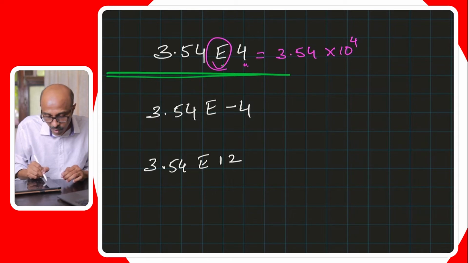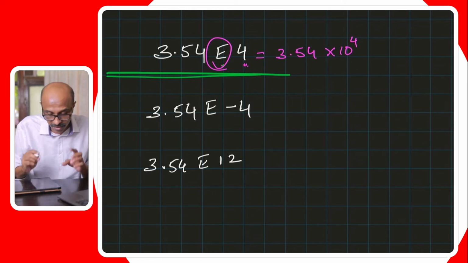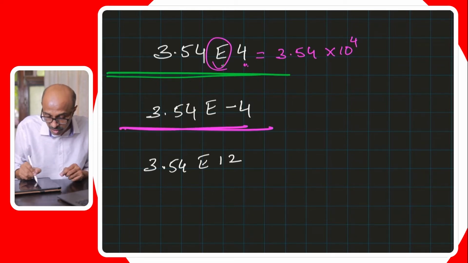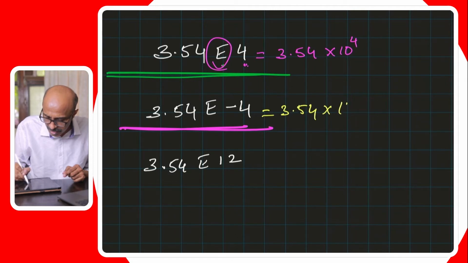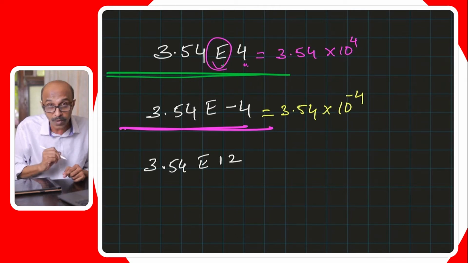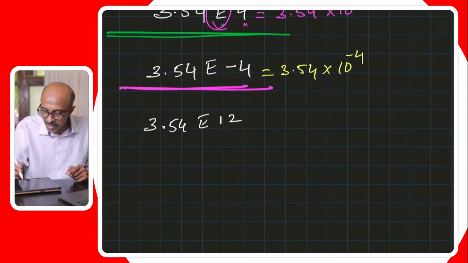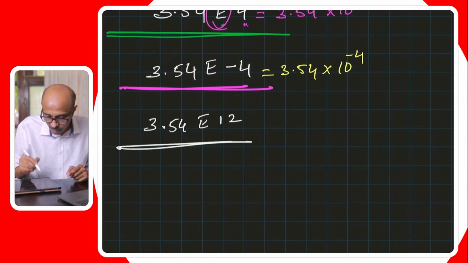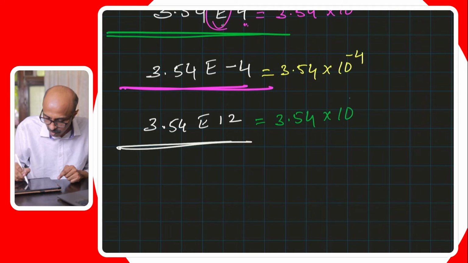In the same way, if you have a calculator that's displaying a number like 3.54 E negative 4, that would simply mean that the number is 3.54 times 10 to the power of negative 4. In the same way, if the calculator shows you 3.54 E12, then that's 10 to the power of 12. So it is 3.54 times 10 to the power of 12.